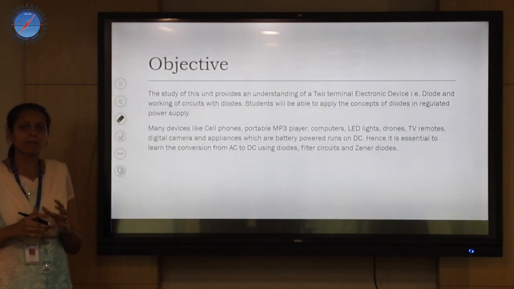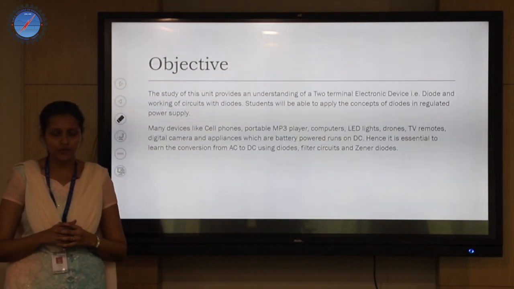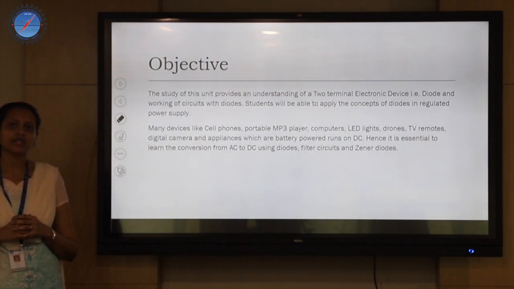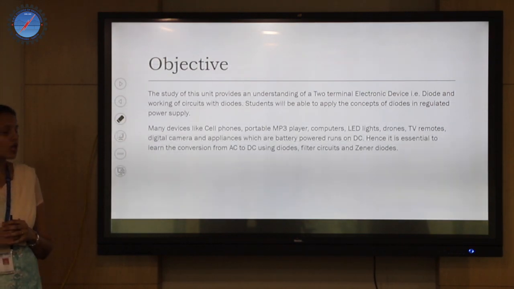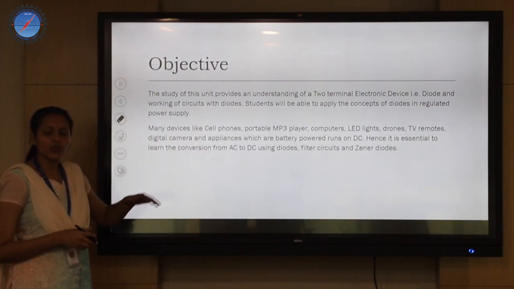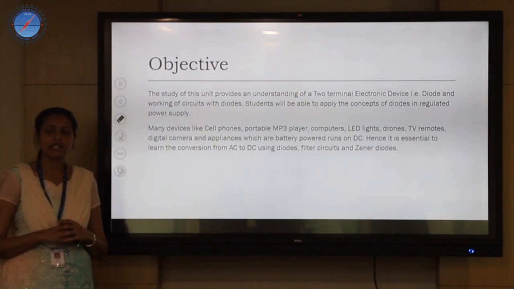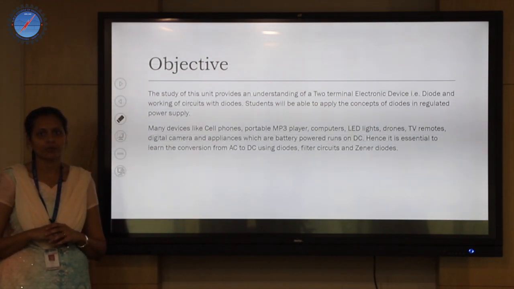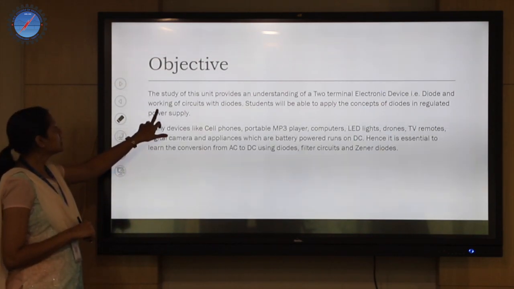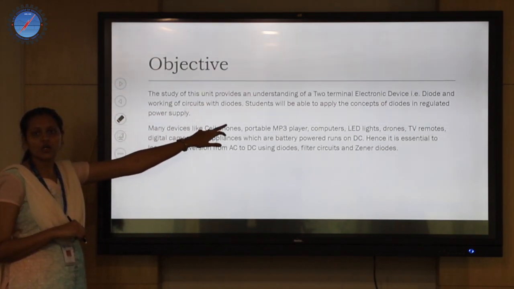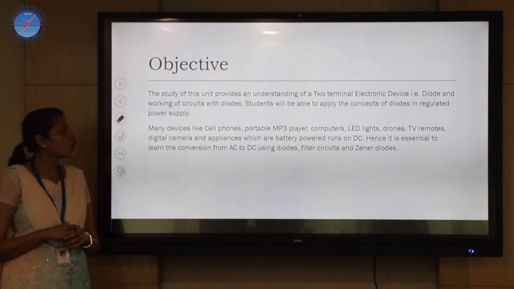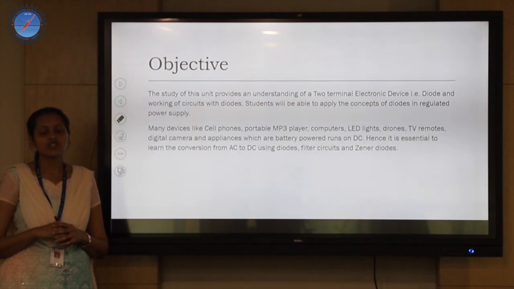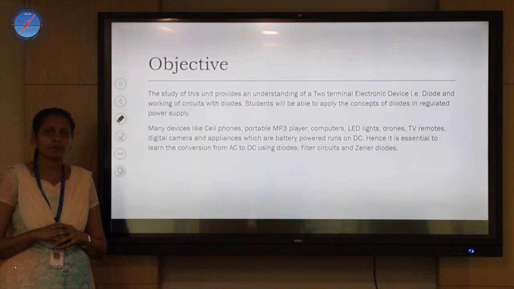So knowing these major points as the prerequisite for this unit, let's jump into the objective of this unit. Through the study of this unit, you will be able to learn the working of two-terminal semiconductor device, which is diode, and how the circuits work which have diodes in it. We will also be lastly looking into one major application of diode, which is regulated power supply.